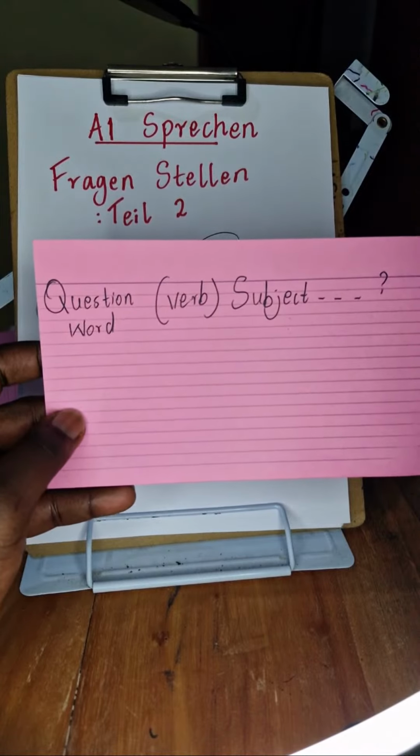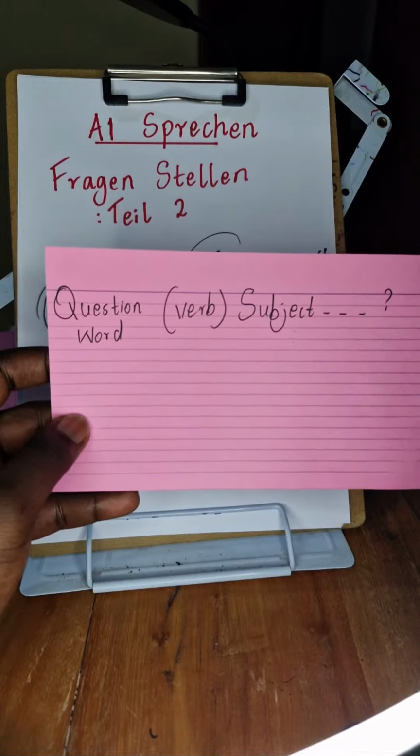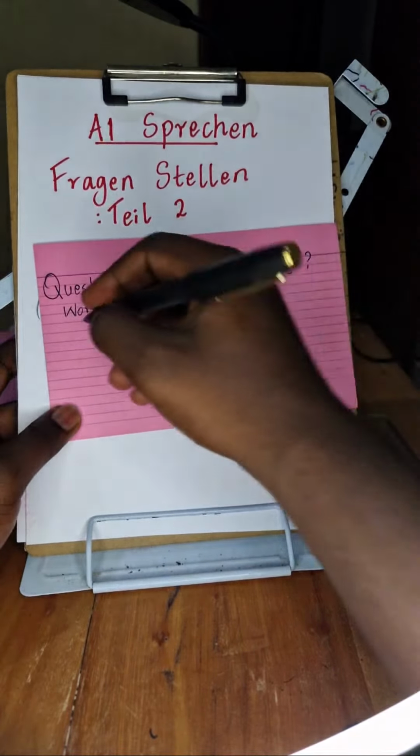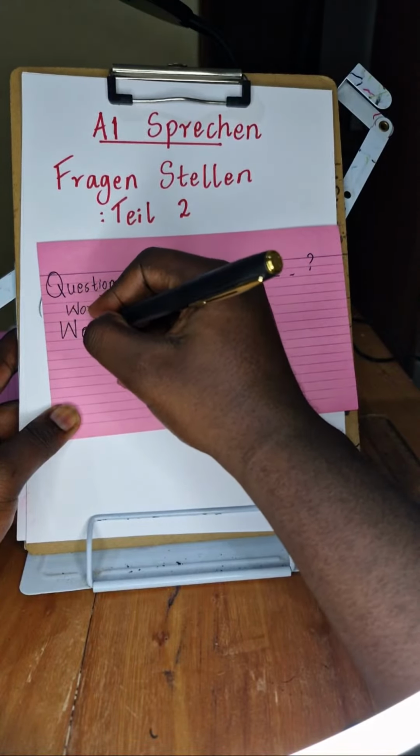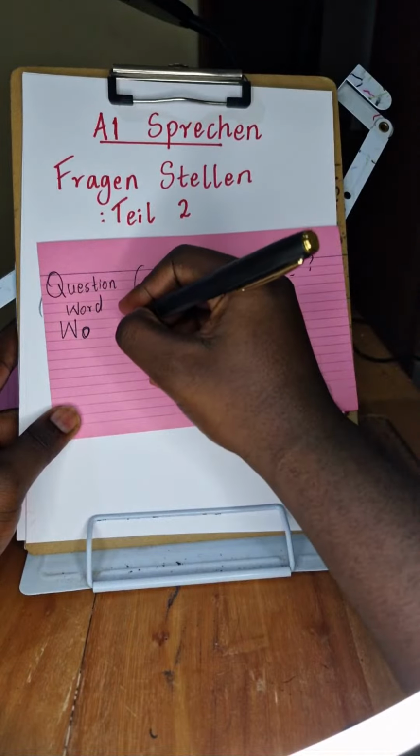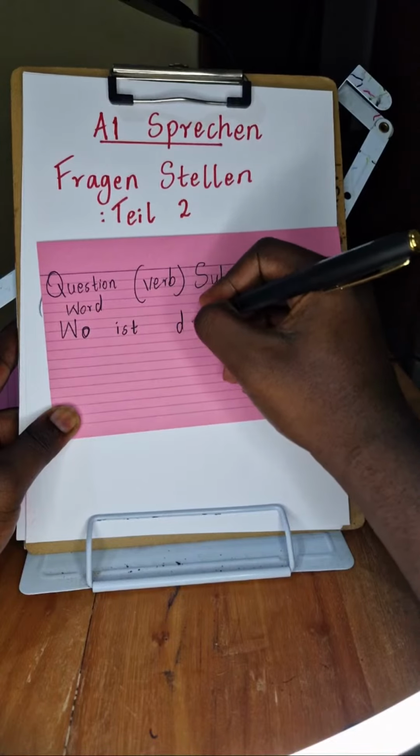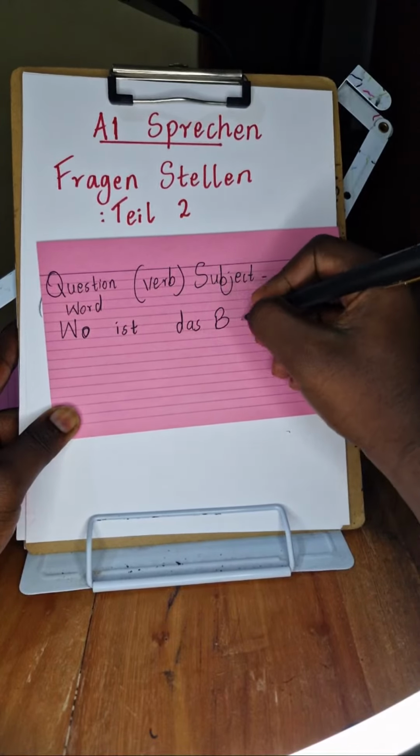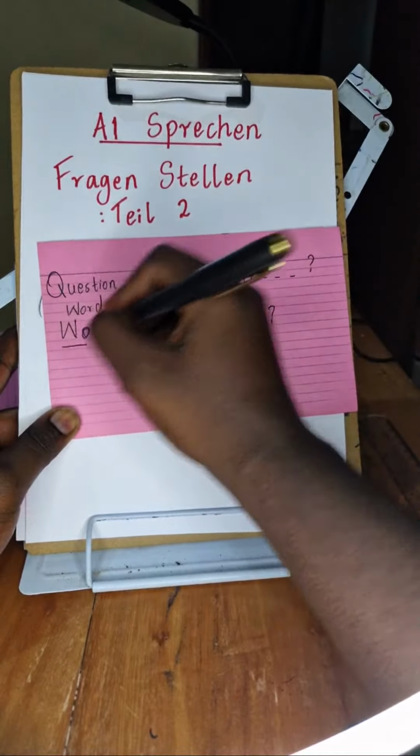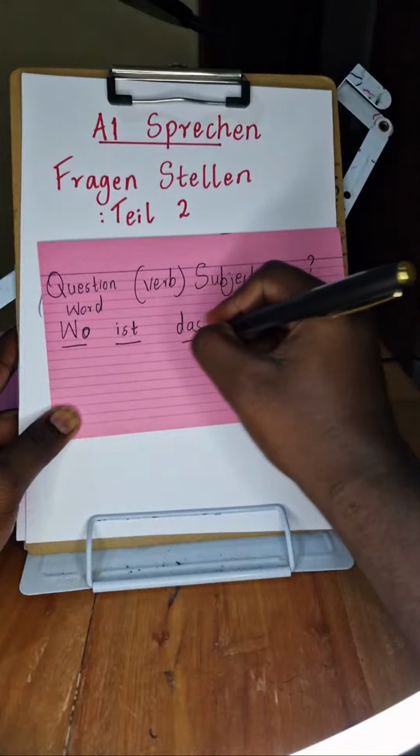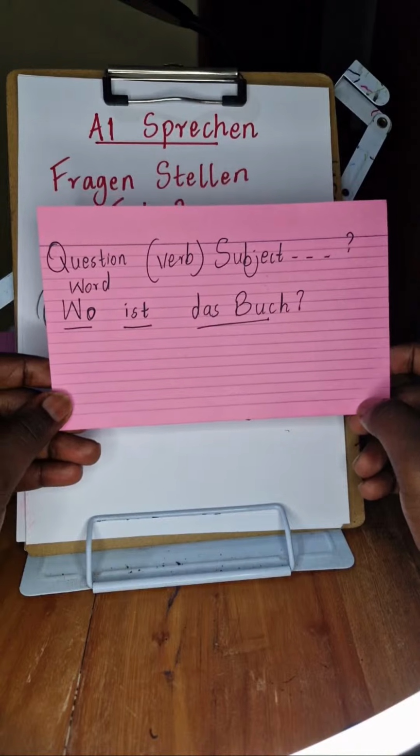You want to ask somebody, where is the book? Where is the book? Now you ask with wo, question 1, ist, the verb, and then subject, das Buch. Wo ist das Buch? So you can see question 1, you can see verb, and then you can see subject. Okay? Wo ist das Buch?